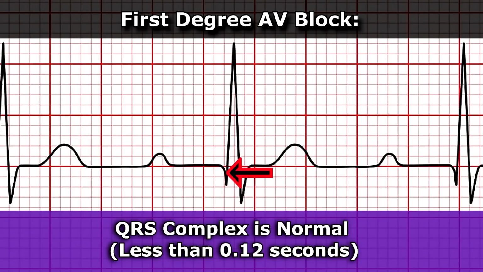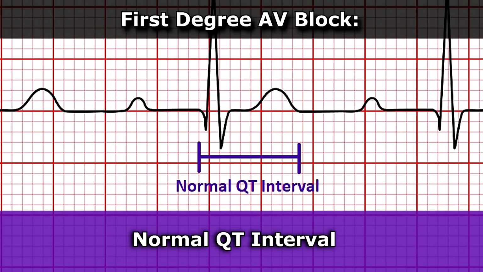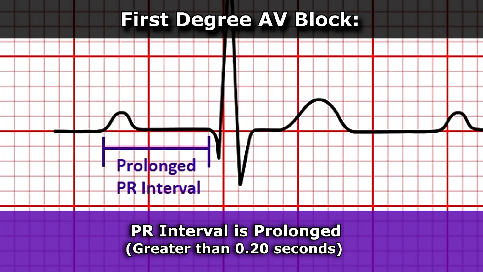In addition, the QRS complex is going to be normal. It's going to measure less than 0.12 seconds. And the QRS complex represents our ventricular rate. So our ventricular rate can be anywhere between 60 to 100 beats per minute or slightly slower, and it's going to be regular. In addition, you're going to have a normal QT interval. But when you go to measure the PR interval, it is going to be prolonged. It is going to be greater than 0.20 seconds. And as you can see with this rhythm here, we have a prolonged PR interval. That is the only difference between this and a sinus rhythm.